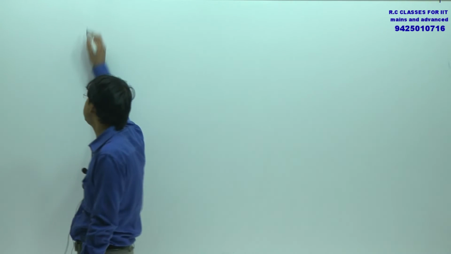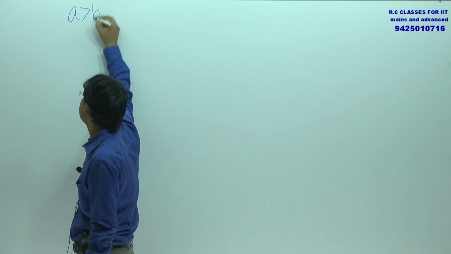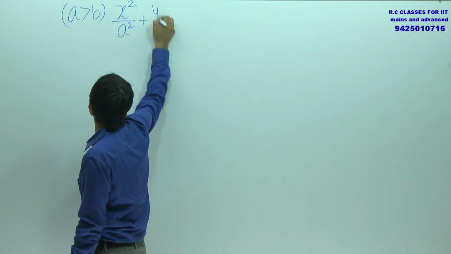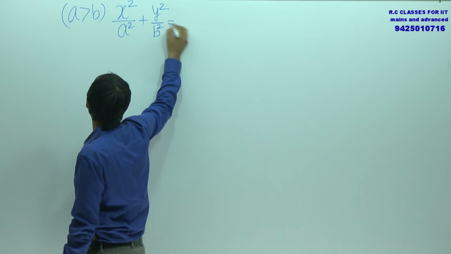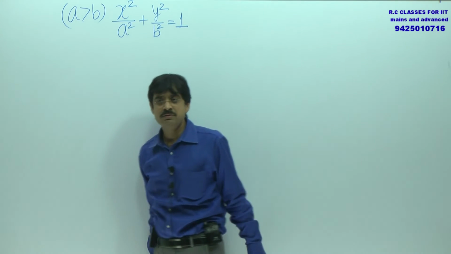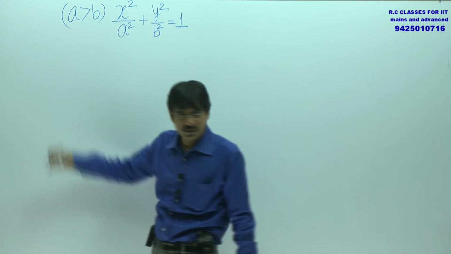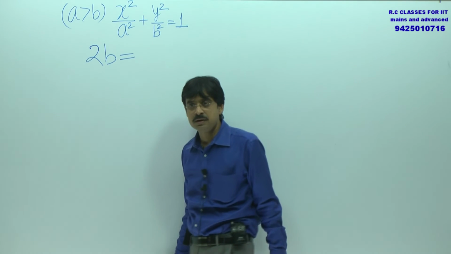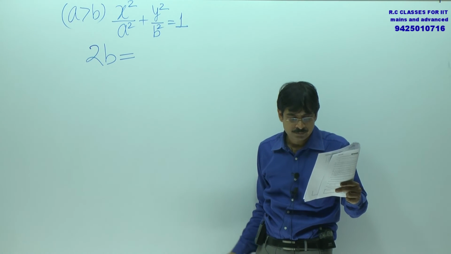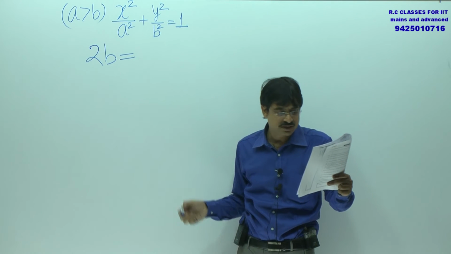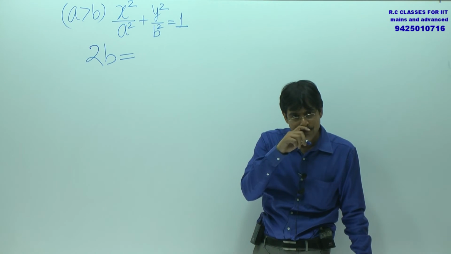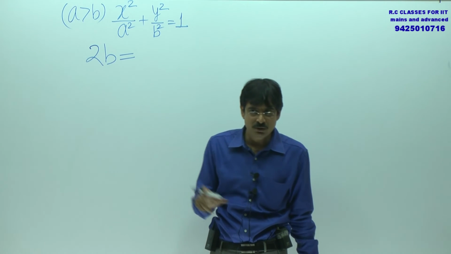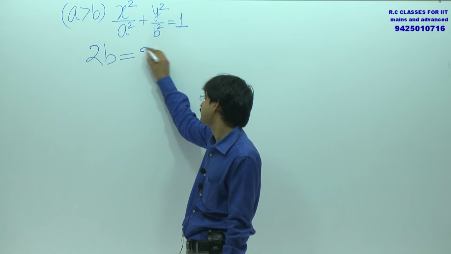Here such information is not given, but we can take a case of a greater than b, the standard case x square by a square plus y square by b square equals to 1. And according to the question, length of minor axis, which is nothing but 2b, is equal to the distance between the foci. The coordinates of foci are (ae, 0) and (-ae, 0). So what is the distance?